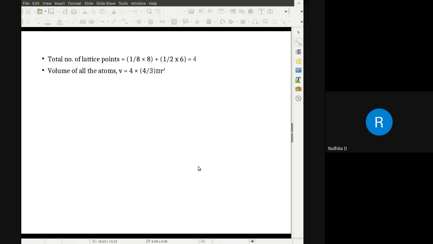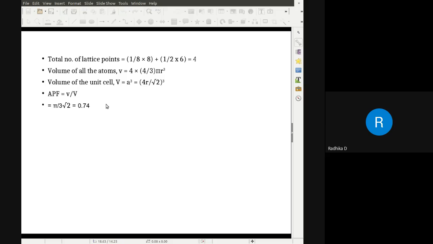Once again, the volume of each atom is 4 by 3 pi r cube. So the volume of all the atoms will be 4 times 4 by 3 pi r cube, since the number of atoms is 4. Capital V, the volume of the unit cell, is a cube. The relation between a and r from the previous slide, just substitute it. Take the ratio of small v by capital V, and you will get the atomic packing factor. The value is 0.74.